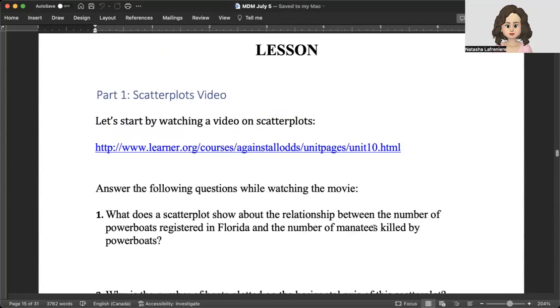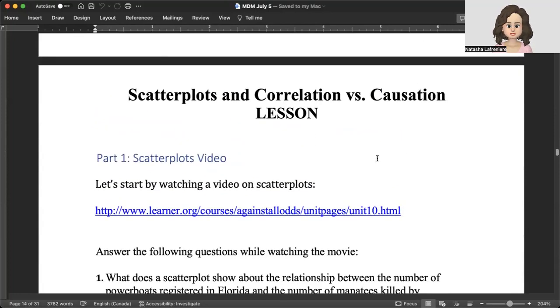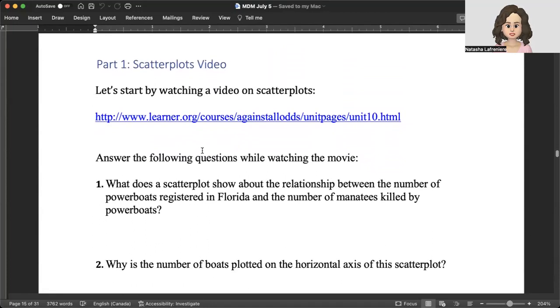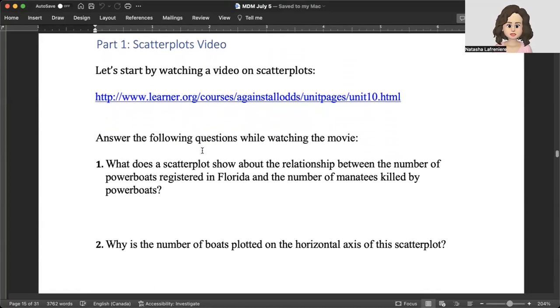Okay, so we've got our scatter plot and correlation versus causation lesson. So you've got a video to watch on scatter plots. Please watch that before you start this lesson. If you have not, then pause this video and go watch that video. While you're watching the video, you should have answered the following questions. I'm going to go over the answers right now.